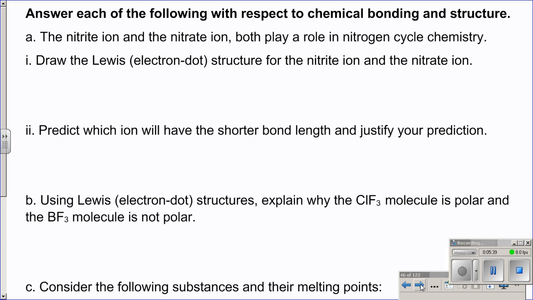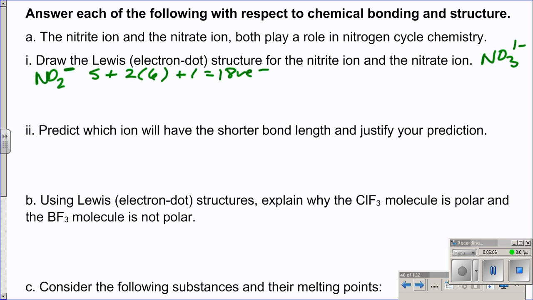What's the nitrite formula? NO2 minus, versus nitrate, which is NO3, 1 minus, right? So how many electrons here? We have 5 plus 2 times oxygen, which each carry 6, plus this 1 rogue electron, right? We got a negative charge. So we got 18 electrons to work with here.